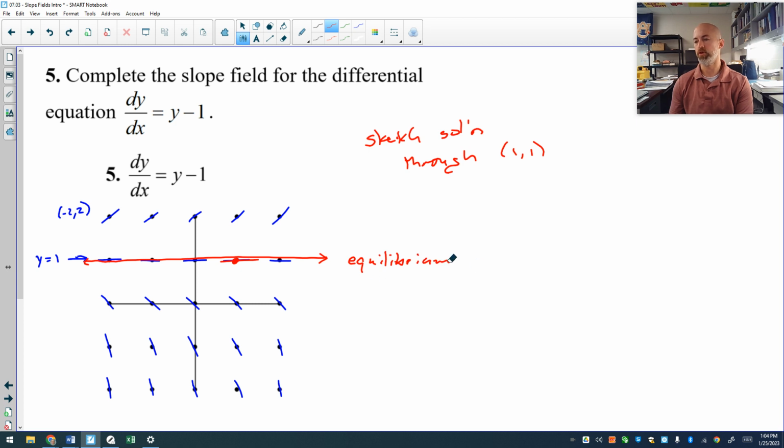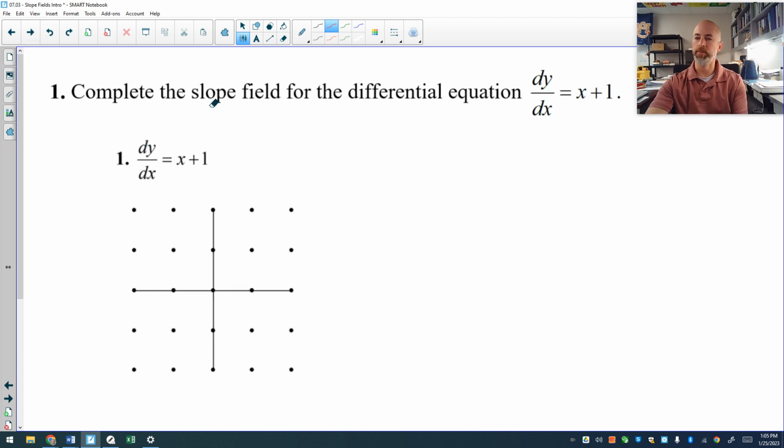That says equilibrium solution. And we call it equilibrium because the value never changes. It's in perfect equilibrium. It's always equal to the same value. So we call that an equilibrium solution when you have the horizontal solution to a differential equation. And we could even write the equation of that, and the solution in this case would be the equation y equals 1. So there's that one.